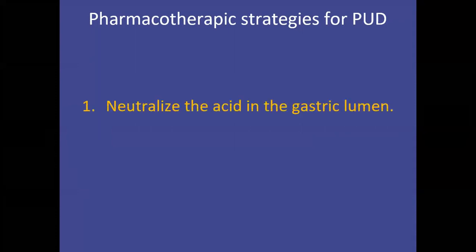First of all, neutralize the acid in the gastric lumen. Okay, let me ask you one basic chemistry question. How do you neutralize acid? By bicarbonate. By bicarbonate or by a base. Okay. By a base or an alkaline. The alkaline. Okay, good, very good. So antacids. Antacids are a group of drugs which increase the pH of the stomach by neutralizing the acid. They are antacids.